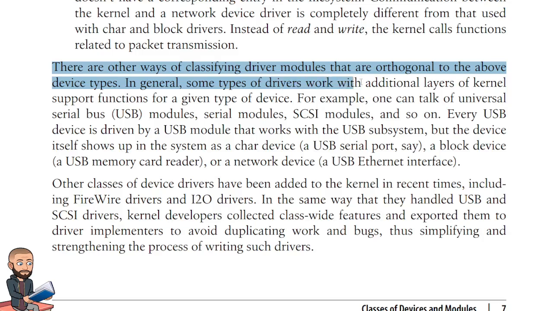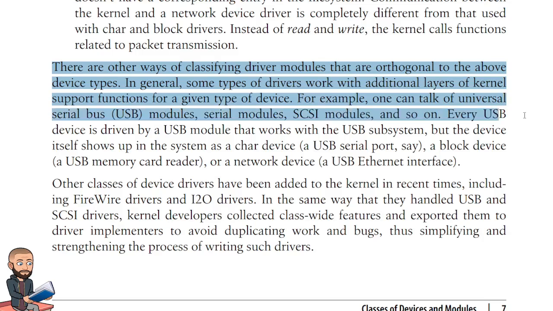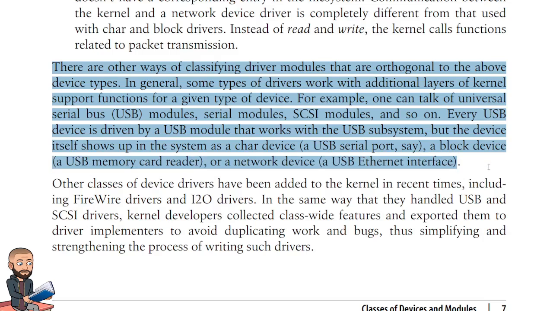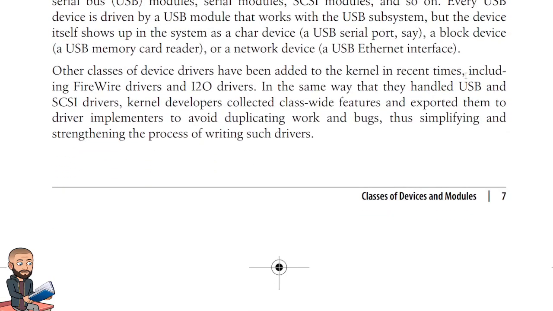Well, there are other ways of classifying driver modules that are orthogonal to the above device types. In general, some types of drivers work with additional layers of kernel support functions for a given type of device. So for example, one can talk of universal serial bus modules, serial modules, SCSI modules, and so on. Every USB device is driven by a USB module that works with the USB subsystem, but the device itself shows up in the system as a character device, like a USB serial port, say, a block device, like a USB memory card reader, or a network device, like a USB Ethernet interface. Other classes of device drivers have been added to the kernel in recent times, including FireWire drivers and I2O drivers.